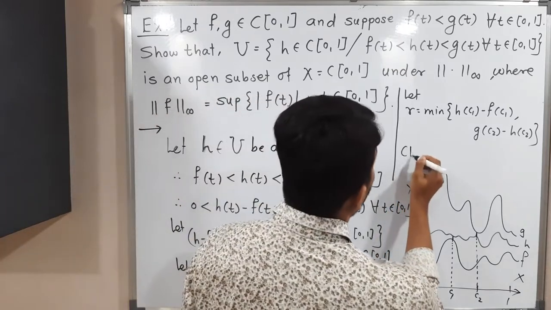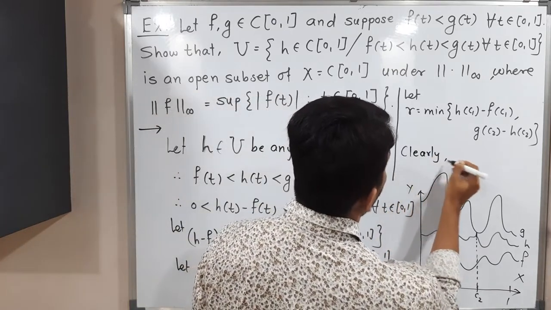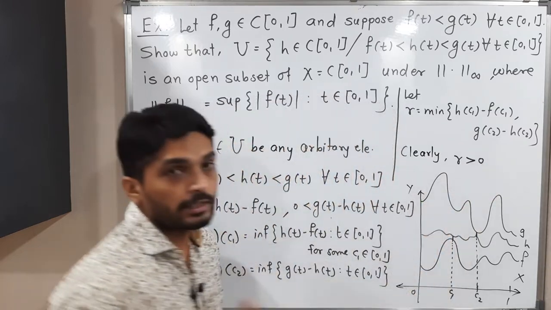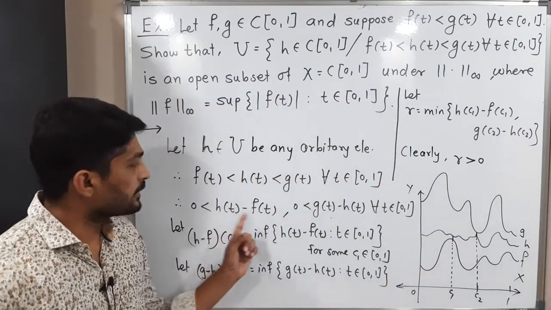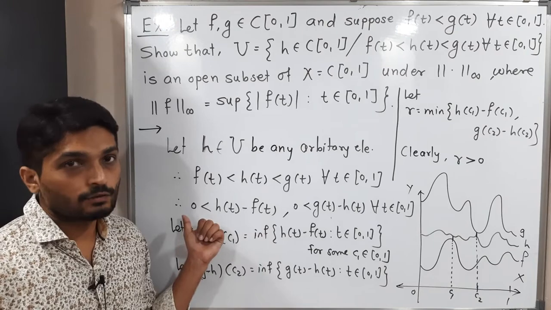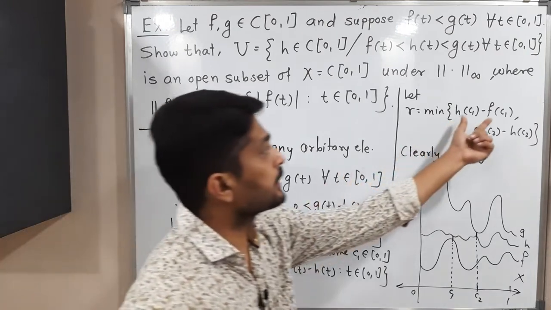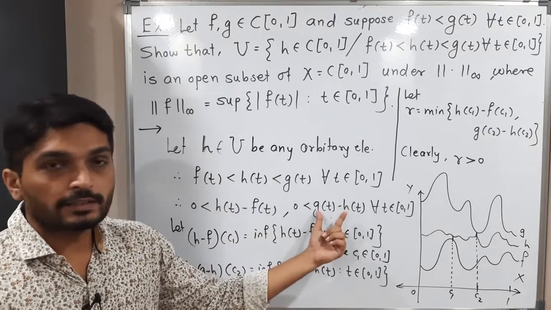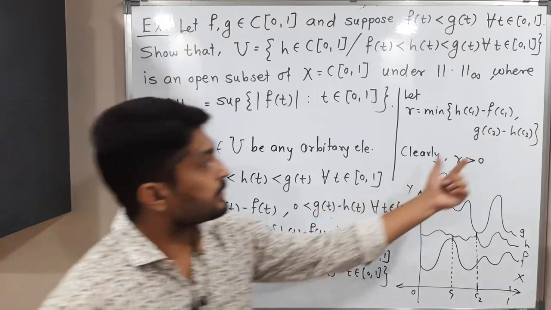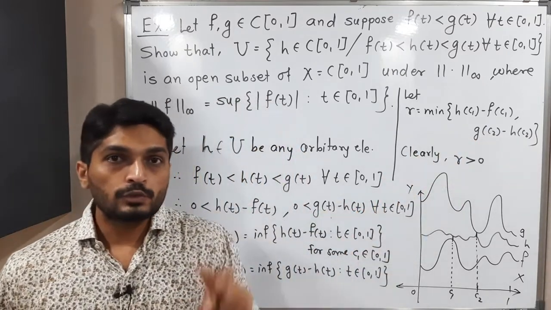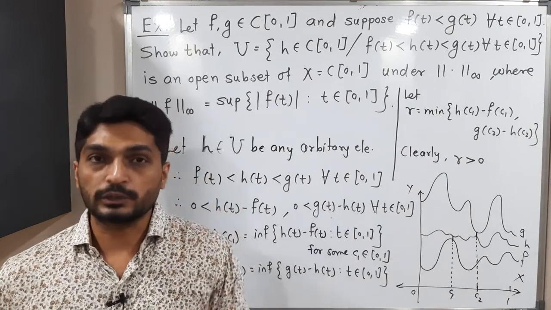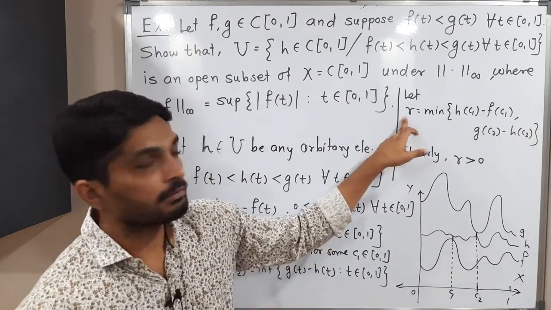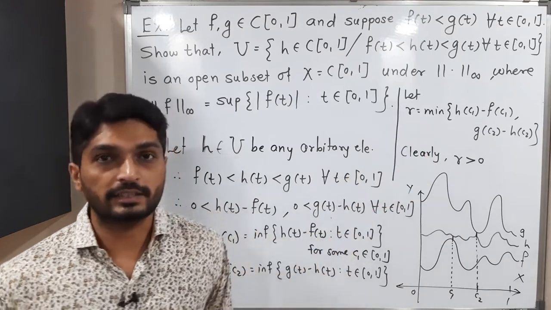By taking that radius, we will prove that the ball will lie inside set U. So here I can clearly mention r is greater than 0. I will tell you why. Since h of t minus f of t is greater than 0 for all t, this one is a positive real number. And g of t minus h of t is greater than 0 for all t, so this one is also positive. If you take the minimum of two positive real numbers, obviously you will have a positive real number, so that's why r is greater than 0.